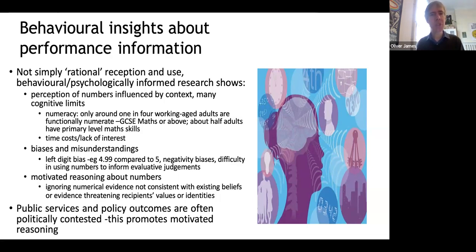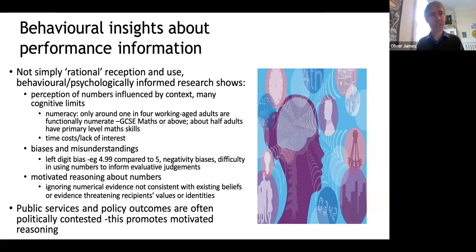So the perceptions of numbers are highly influenced by the context, and there are many cognitive limits. If you're trying to communicate with citizens, for example, only about 1 in 4 working age adults are really functionally numerate, and half of adults have the levels of mathematics you'd expect perhaps of a 10-year-old. So in terms of informing a public debate, it's actually quite difficult to do that with more sophisticated quantitative outcome measures, for example.